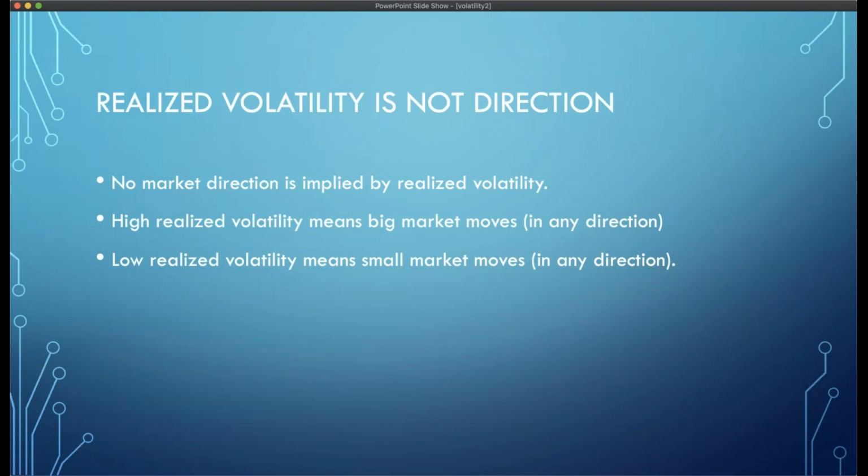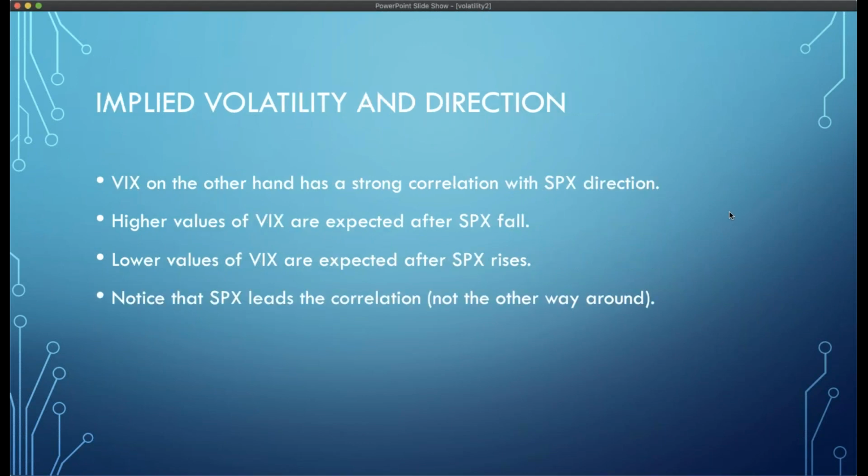Okay, so this is the disclaimer. Don't think that just because volatility is high, the market is going down, or because volatility is low, the market is going up, which is a very common assumption of traders. No, in terms of realized volatility, that's not how it works. Realized volatility is just about the moves of the market without regard to the direction. And I got a question about this that's connected. Let me present this slide.